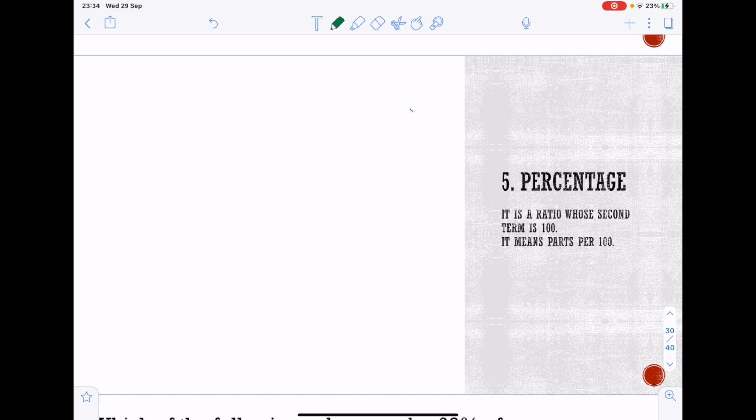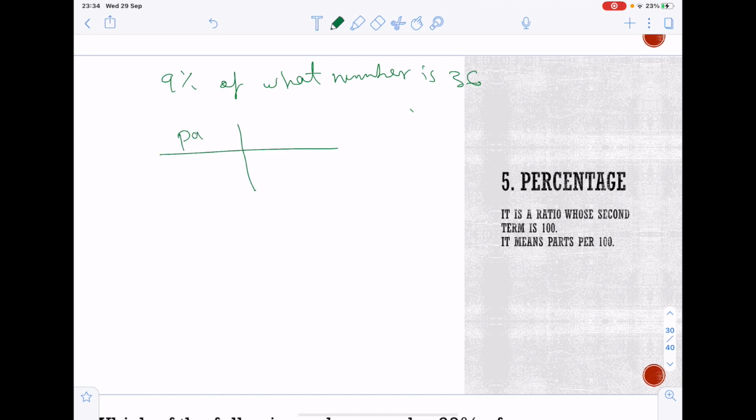If we said 9% of what number is 36. So the first thing you have to do is draw the table, where you put the first column for the part, second column for the all. So the part for this number here is 9, here is 100, and of what number is 36? That means we want all. So here x, here 36.